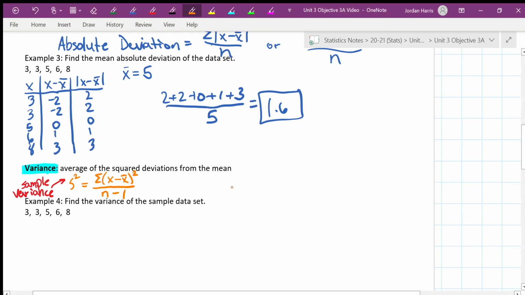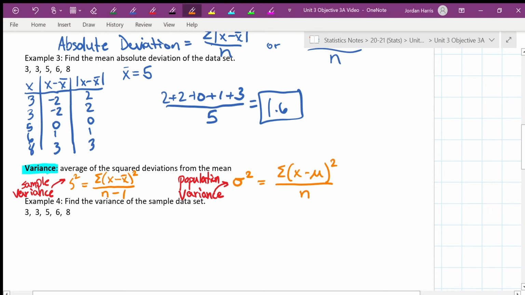Okay. And then you have the other type of variance, which is sigma squared. This is a lowercase sigma. It looks like an O with a line on top. Lowercase sigma squared is the symbol for population variance. Population variance is sigma squared. And its formula is the sum of (x minus mu), the deviations of the population values, squared, divided by n. Since we're using the whole population, we don't need the correction factor.